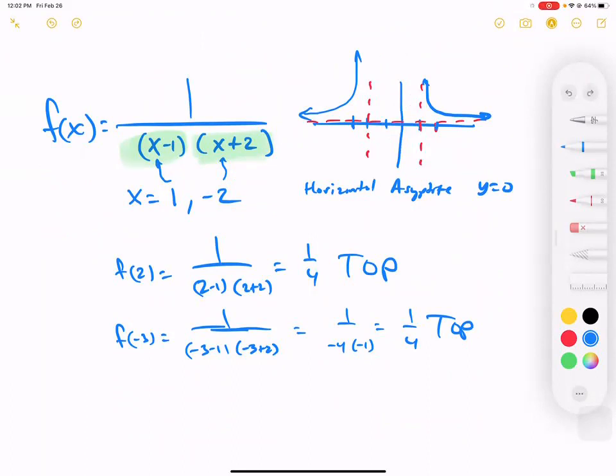So we'll pick a point. Let's plug a point in between. 0 is in between, isn't it? Let's plug in 0. So that's 1 over 0 minus 1 and 0 plus 2. That's 1 over -1 and 2. That's -1/2. Oh my gosh, you guys see how that's negative? So we are stuck on the bottom of the graph.